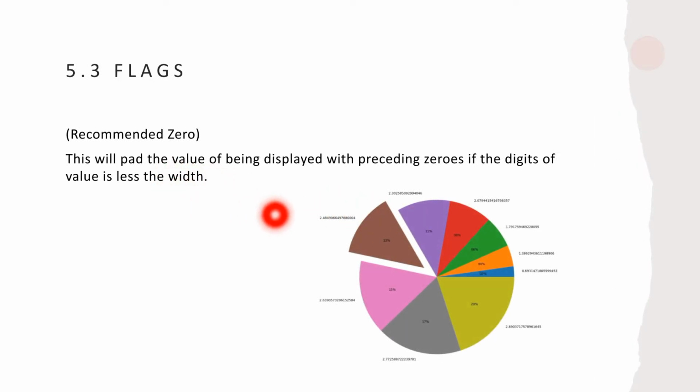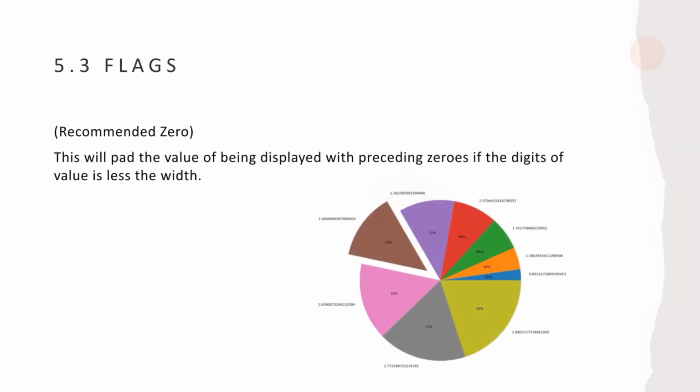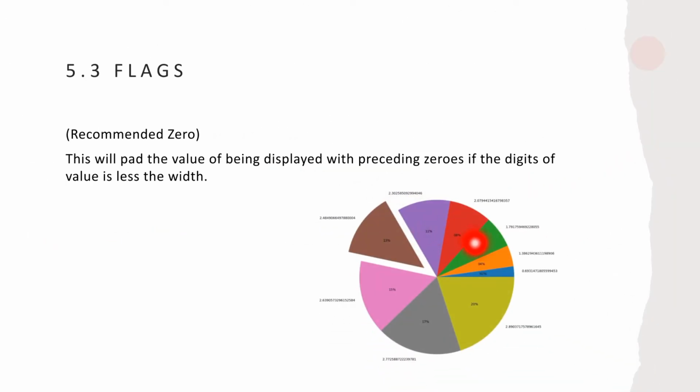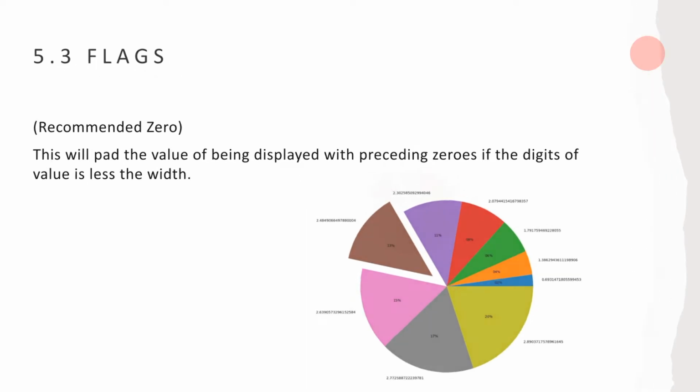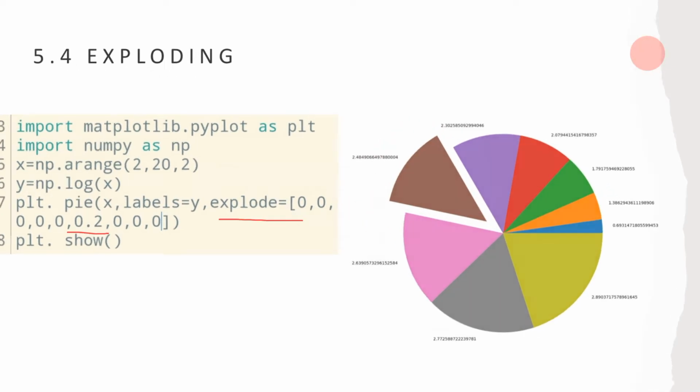The flag thing: it will pad the value displayed with preceding 0 if the digits are less than the width in the data here. Now in this, these are the values used in autopct. Make it percentage. Exploding, plt.pie with x, labels, and explode. This 0.2 makes it explode this one, and everything is the same here.